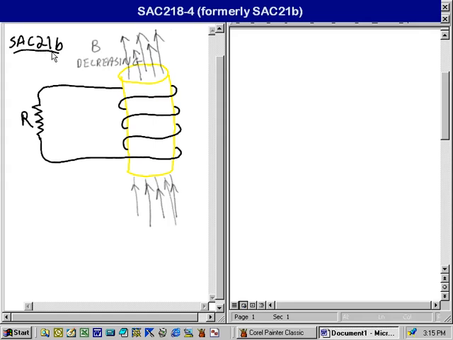In SAC 21B, given a coil connected to a resistor, we're asked to find the direction of the current through the resistor. So it either goes up through the resistor or down through the resistor. We're also told that there's an external magnetic field passing through the coil. We don't know what's causing it, but we do know that whatever is causing it is weakening with time. That is, the number of magnetic field lines directed upward through the coil is decreasing.